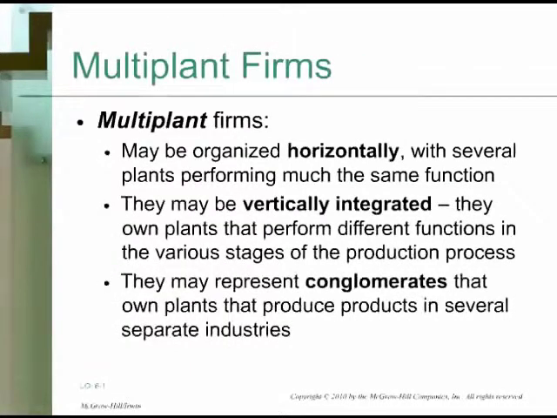Multi-plant firms may be organized horizontally, with several plants performing much the same function. They may also be vertically integrated. That is, a firm may own plants that perform different functions in the various stages of the production process. Finally, they may represent conglomerates that own plants that produce products in several separate industries.